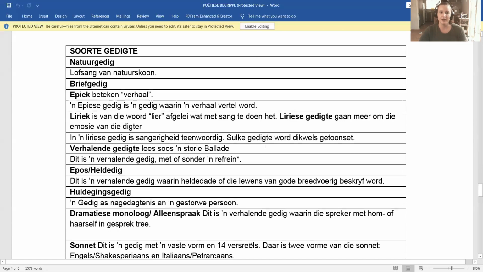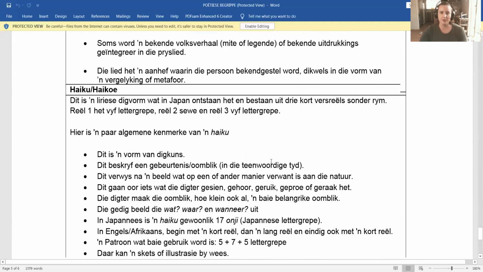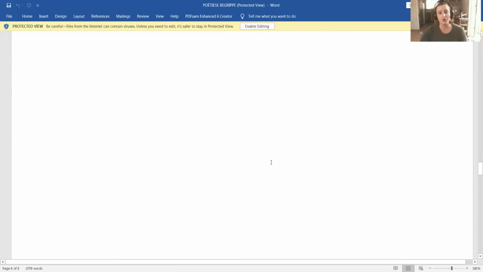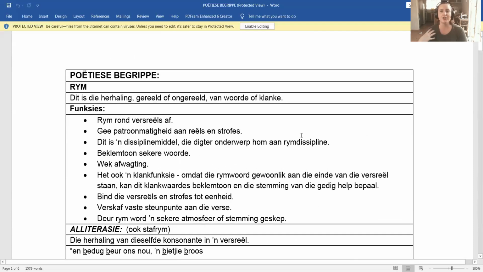All right. On the next few pages, you've got other little types of poems. I've given you a little bit of information there that you are more than welcome to go read through by yourself. This information will just help you with the poem that I've given you to do.